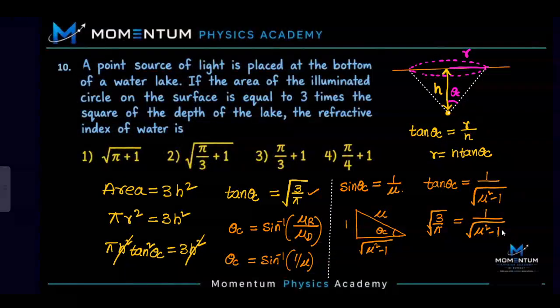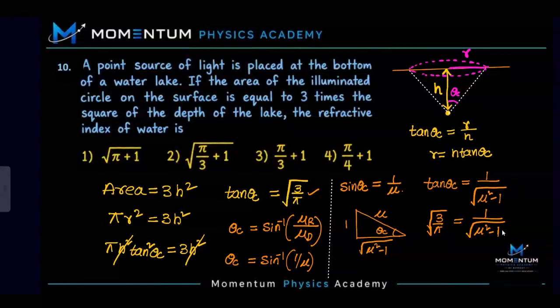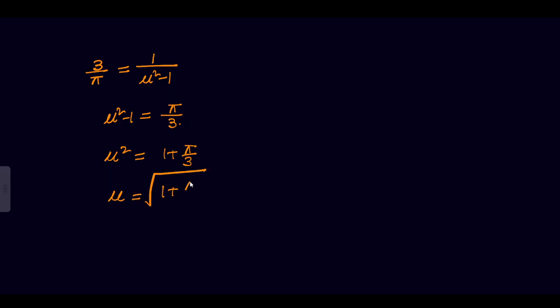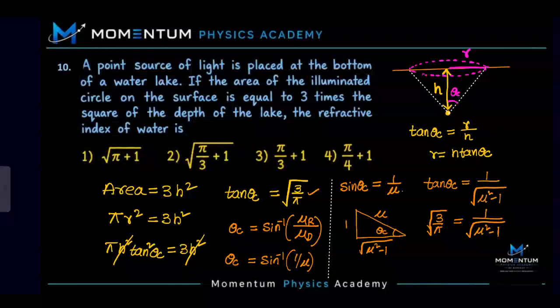So let's square and simplify it. Squaring on both sides, 3 by pi is equal to 1 by mu square minus 1. Then mu square minus 1 is equal to pi by 3, cross multiplying. Then mu square is equal to 1 plus pi by 3. So mu is equal to square root of 1 plus pi by 3. So it is the second option.